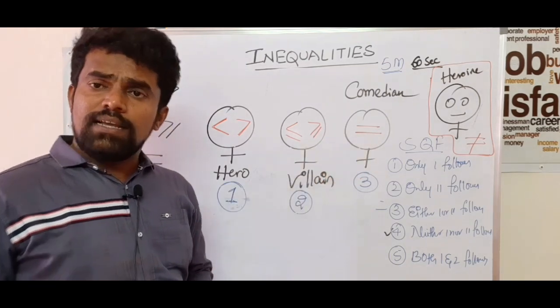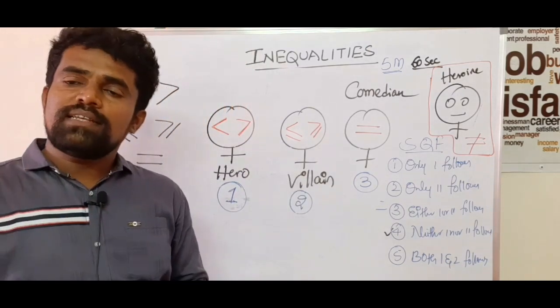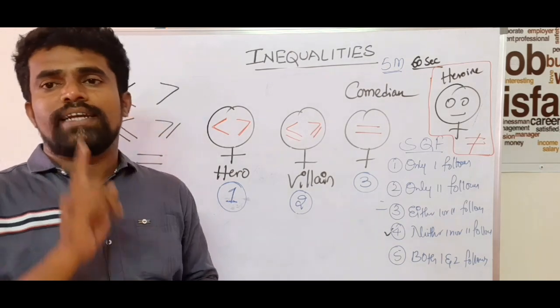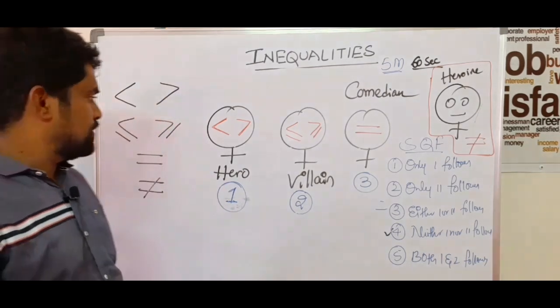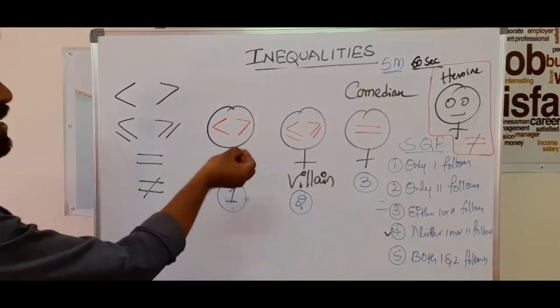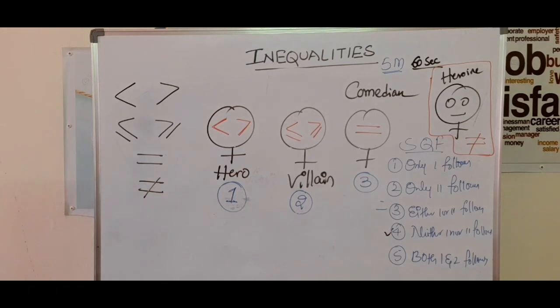That's it. Is it clear, guys? Hero in the sense, less than or greater than. Villain in the sense, less than or equal to or greater than or equal to. Comedian in the sense, equals. That's it. So take a 10 minute glance. Just see the diagrams. You can easily understand the concept. No doubt.